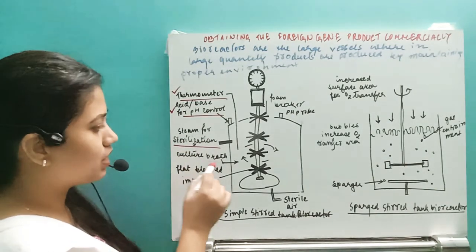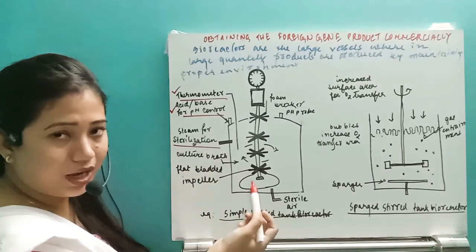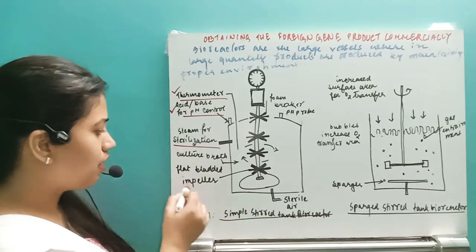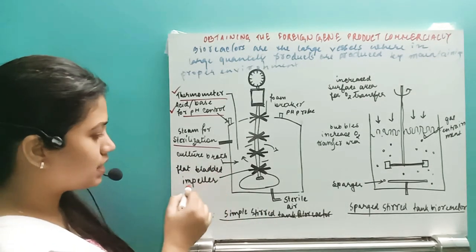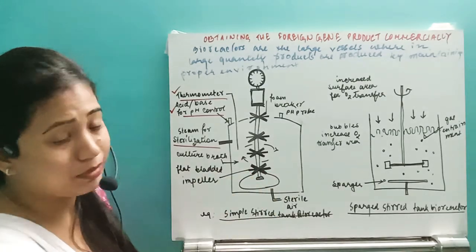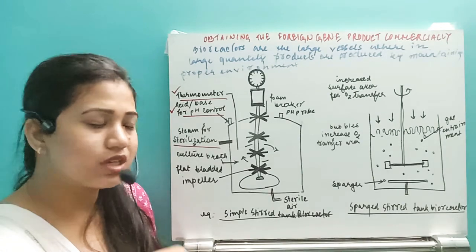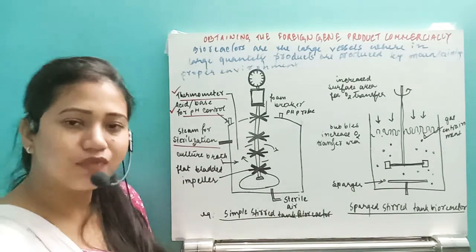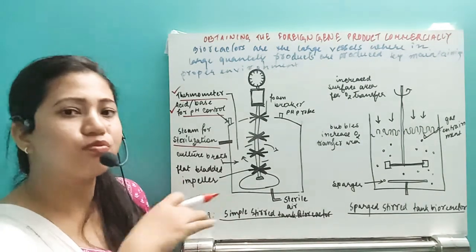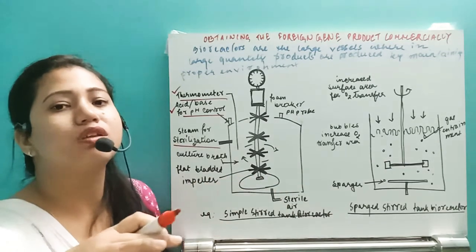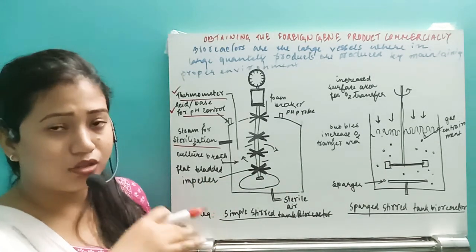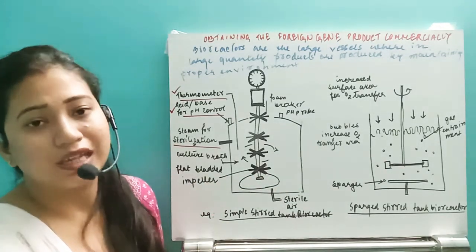Next one, we will have the culture broth, where they will actually grow. Next one, the flat bladed impeller. These are the flat bladed impellers, which are nothing but the blades. Whenever it rotates, the nutrients will continuously and vigorously move, and it will equally distribute the nutrients to the host, so that it can grow.